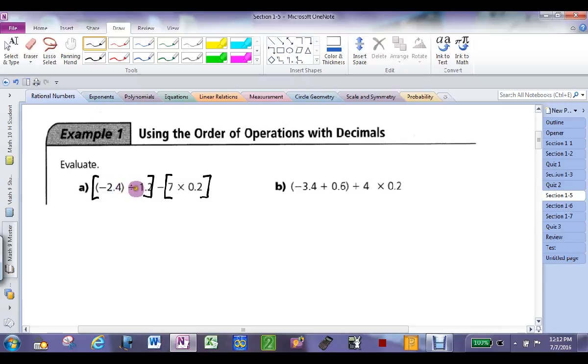Now, to punch that into your calculator, of course, you're going to do negative 2.4 divided by 1.2, and you're going to get negative 2, aren't you? Yes. Okay? Then you're going to come over here and you're going to do 7 times 0.2, and you're going to get 1.4, right? And what's the operation in the middle? Minus. Negative 2 minus 1.4. Negative 3.4.